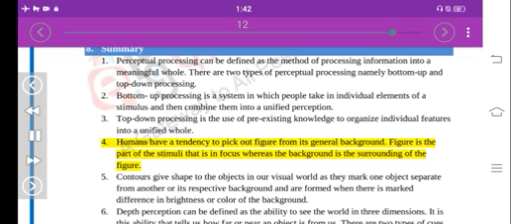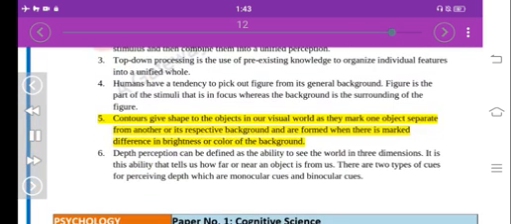Figure is the part of the stimuli that is in focus, whereas the background is the surrounding of the figure. 5. Contours give shape to the objects in our visual world as they mark one object separate from another or its respective background, and are formed when there is marked difference in brightness or color of the background. 6. Depth perception can be defined as the ability to see the world in 3 dimensions.